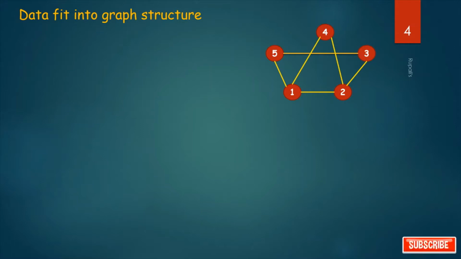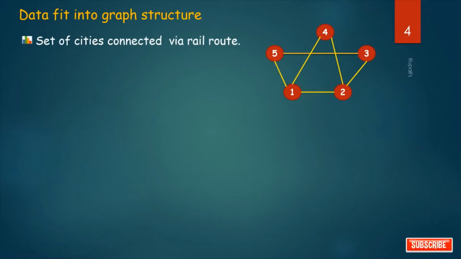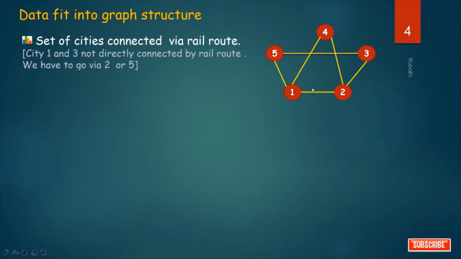Here is some example of real life data fed into graph structure, like a set of cities connected via railroad. See, city 1 and 3. City 1 and 3 are not directly connected by railroad. We have to go via 2 or via 5. How can we represent it? We represent it mathematically or diagrammatically by a graph.